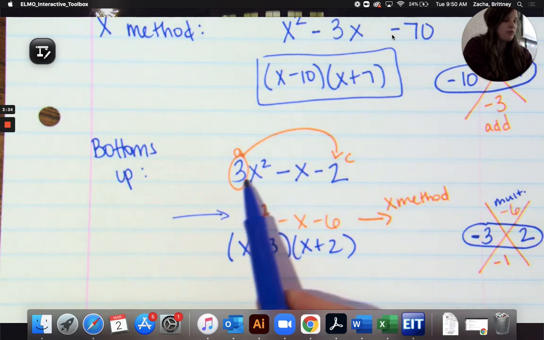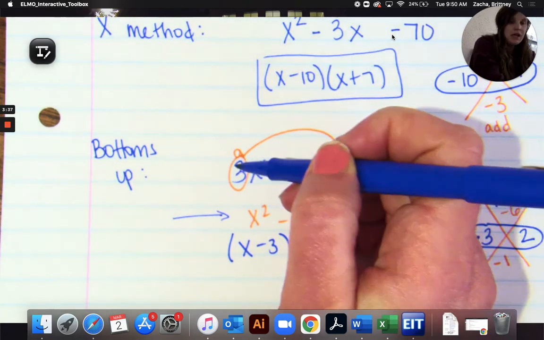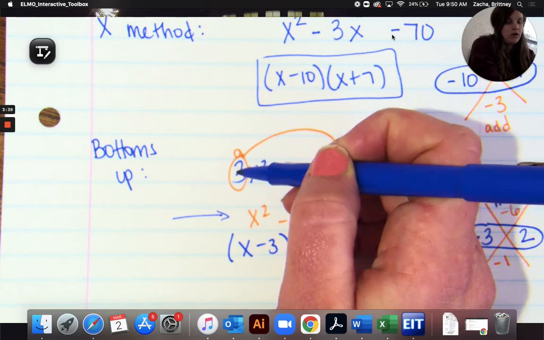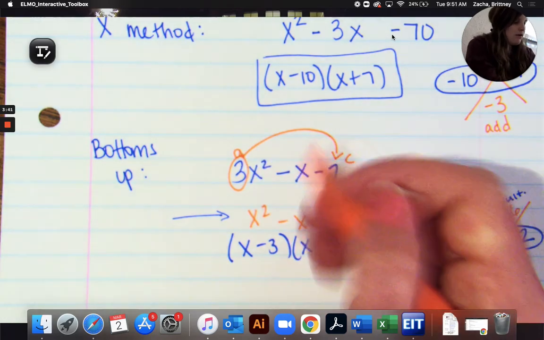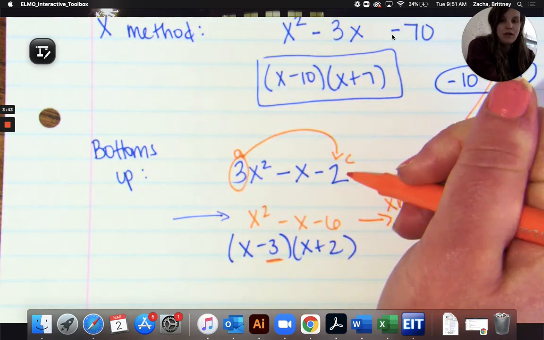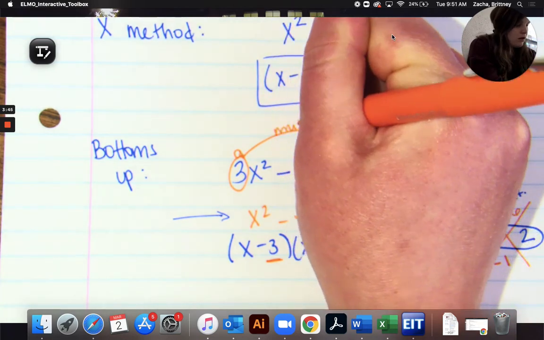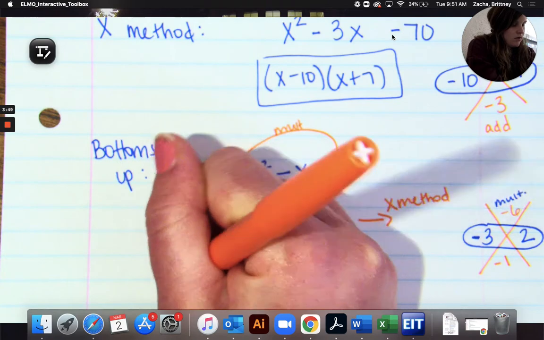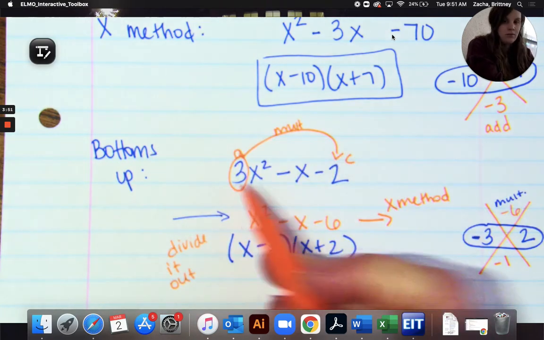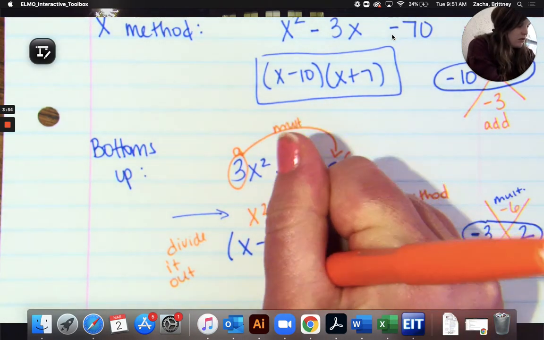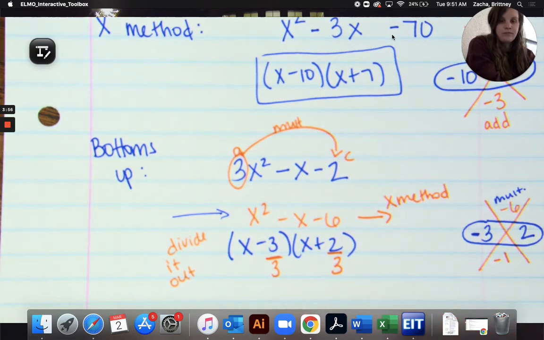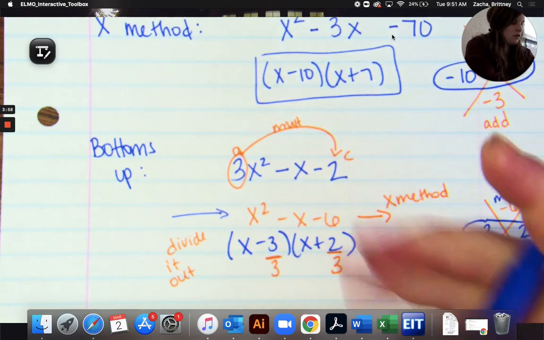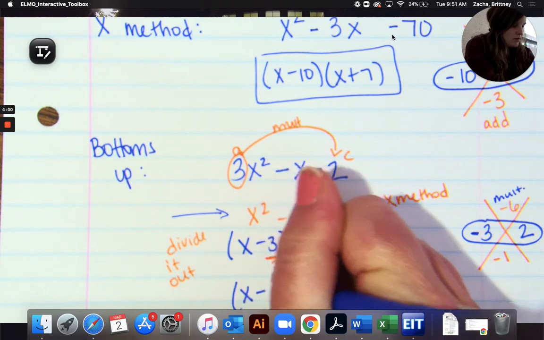But our original problem was this blue. So since the a term was annoying, okay, it's not 1, then you have to come out here. You temporarily multiply it in. We multiply it here. Now you have to divide it out. So whatever your a term is. So here we multiplied in 3. Now we divide by 3. So 3 divided by 3 is 1, but you have x minus 1.